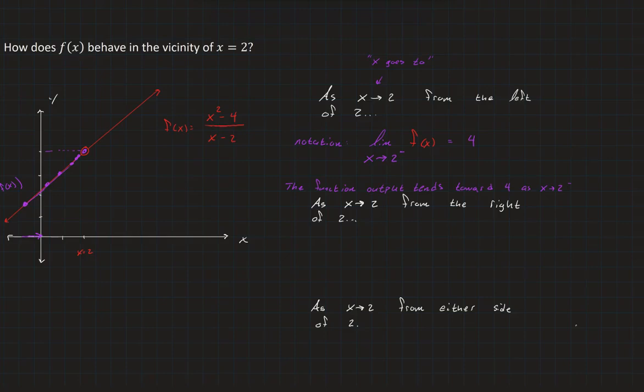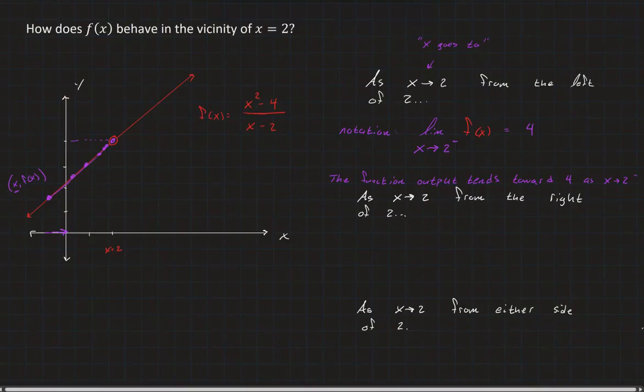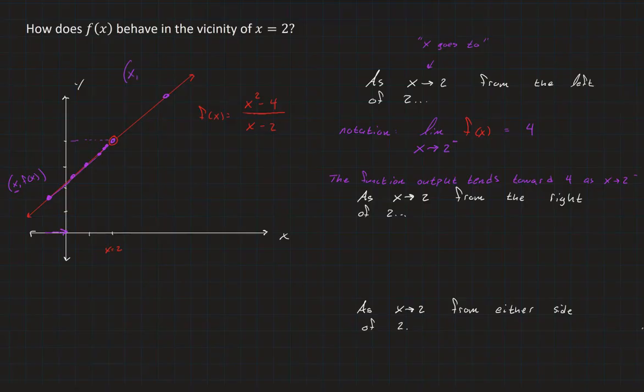Okay. So now let's take a look at what happens as we approach 2 from the right. So, and again, I'm going to put another point right here. I'm going to call this point x, f of x. Here's my initial x value. And I'm going to let that x value approach 2 from the right. And I'm going to observe what happens to the value of my function as I let x go to 2.